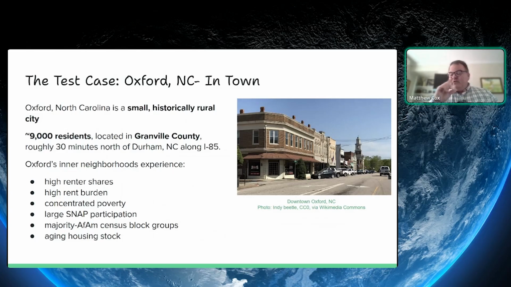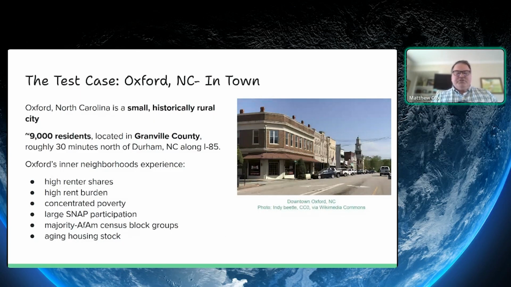It's located in Granville County, and that county is important. You'll see why as we get into the actual code. And it's roughly 30 minutes north of a city called Durham, North Carolina. If you're familiar with technology companies, you know the Research Triangle of North Carolina is home to a lot of larger technology type companies. We're, I guess, a bedroom community for a lot of that kind of industry. Oxford's inner neighborhoods experience a lot of negative economic indicators, and we'll talk about those indicators in a few minutes.